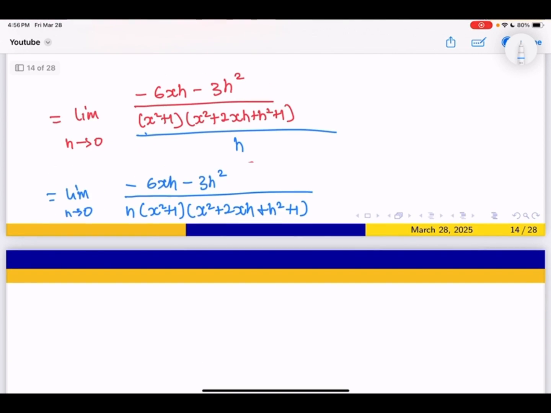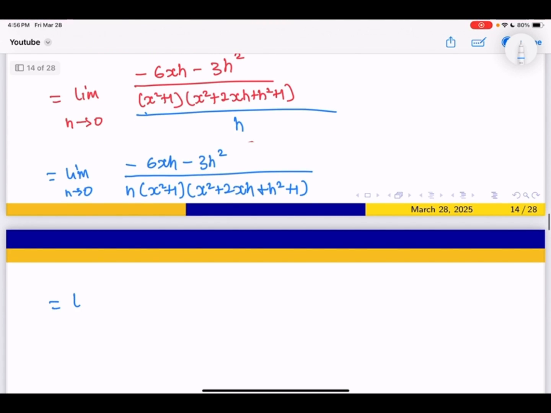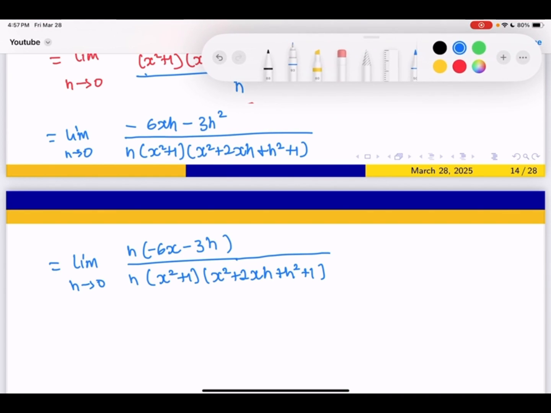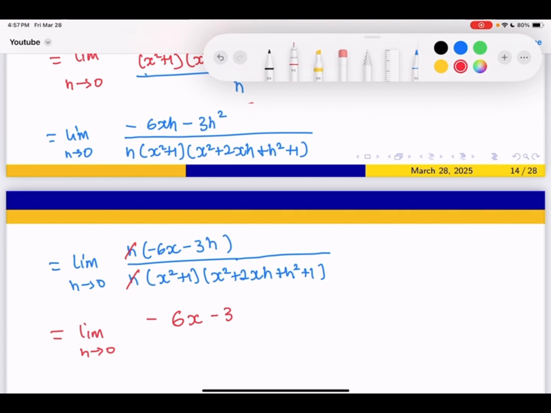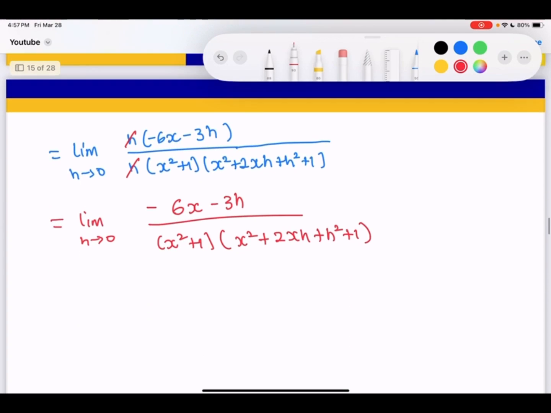So here we can factorize h out from the numerator. Factorizing h out, h will cancel h, so we are going to be left with the limit as h goes to 0 of minus 6x minus 3h divided by x squared plus 1 times x squared plus 2xh plus h squared plus 1.